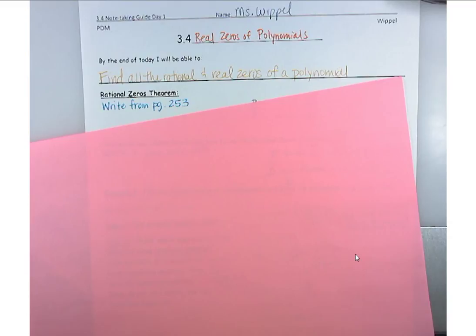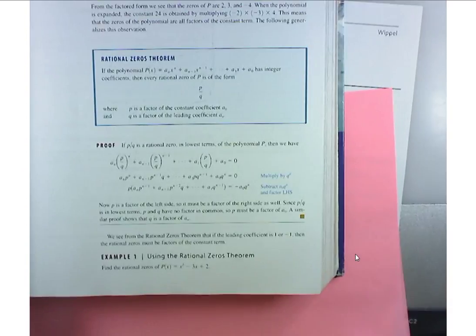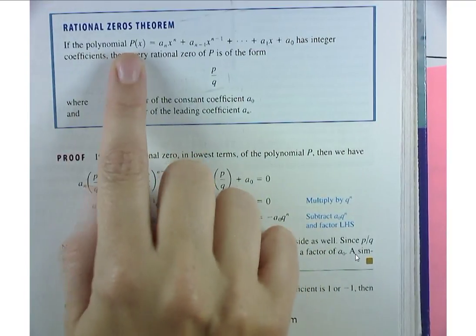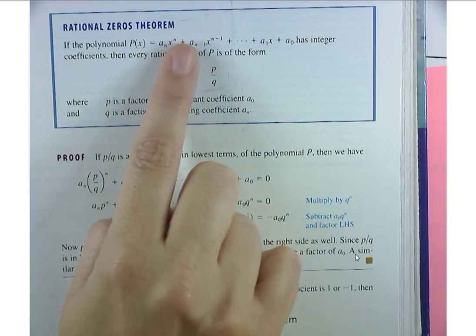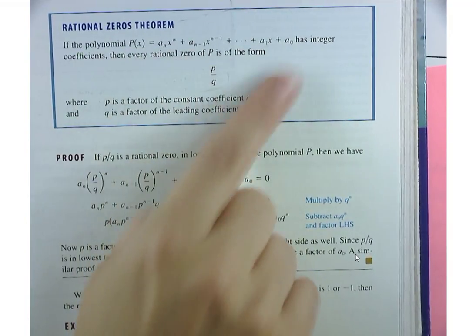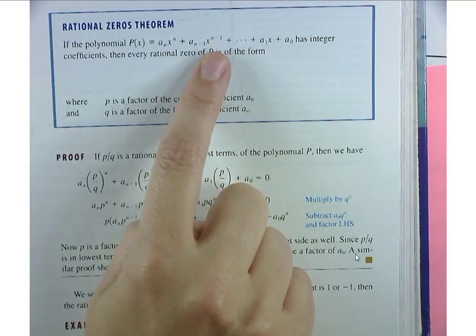Okay, so anything that was in that first blue box is what I want you to fill in, the rational zeros theorem. Okay, so your rational zeros theorem, let's talk about what all this information means. So it starts off with if the polynomial p of x equals, and then we have this whole long variable filled expression here. So let's talk about it.